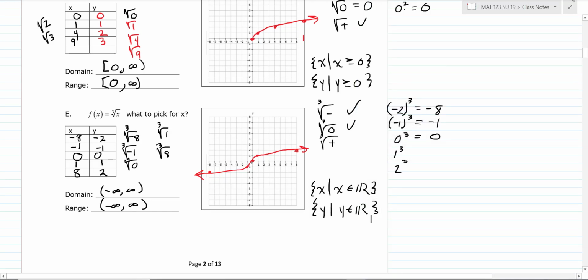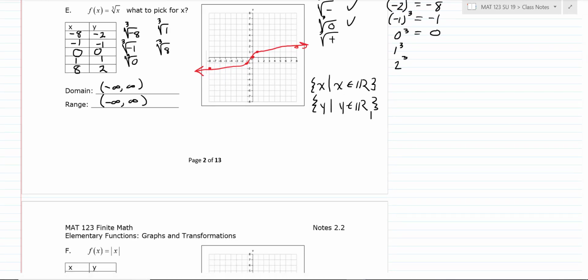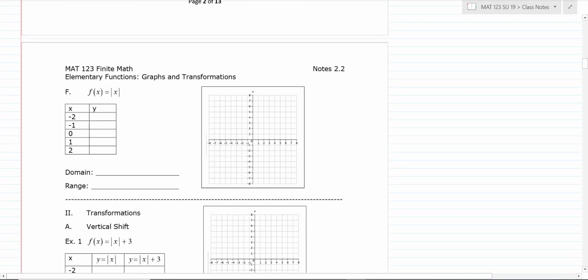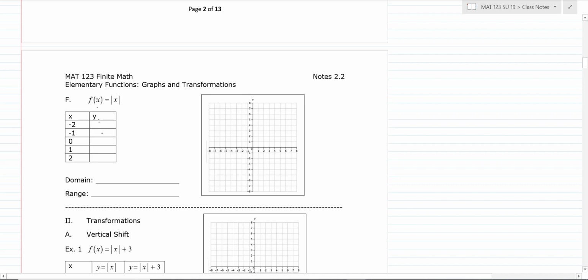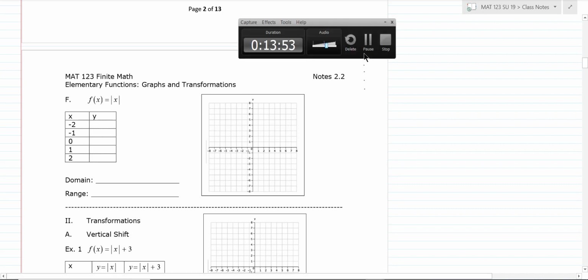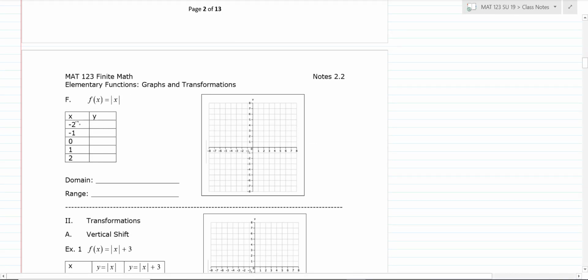Moving to the next thing, I'm just going to do one more and then that'll end the video here. So what I'm going to do on this one is absolute value of x. I think we've done that before.